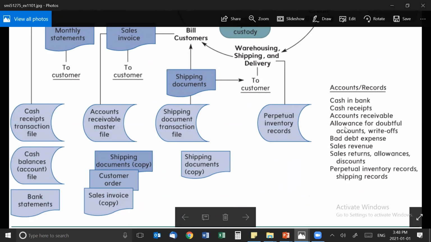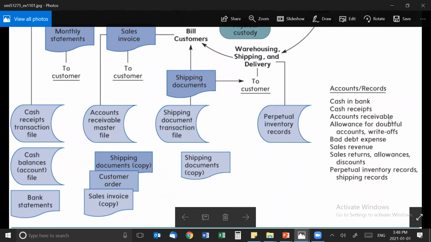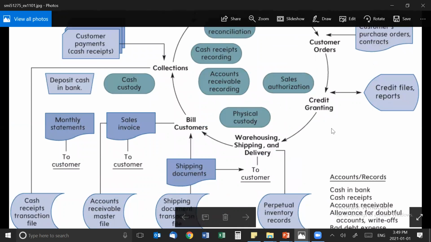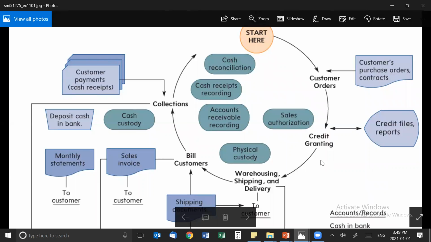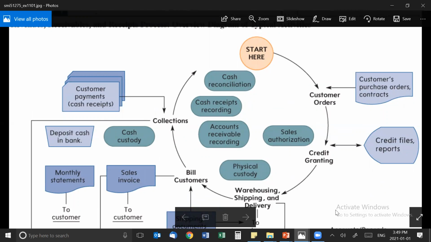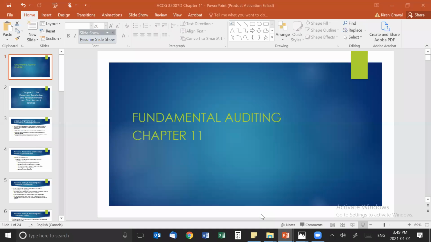There are many accounts included when going through the revenue cycle: cash in bank, cash receipts, accounts receivable, allowance, bad debt, revenue, sales returns, allowances, and discounts. You have to keep that into consideration, and then the inventory records as well. A lot goes into the whole revenue cycle, and that's something you have to understand as an auditor before you can do the procedures. You can only develop audit procedures after you've gained an understanding of the process. Each company is different in what type of documents they use for the customer orders, and whether they do a credit file or not. What does their sales invoice look like? How do they collect the cash? Stuff like that. You need to gain an understanding of that first and foremost.